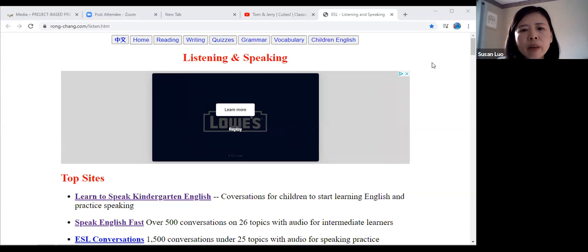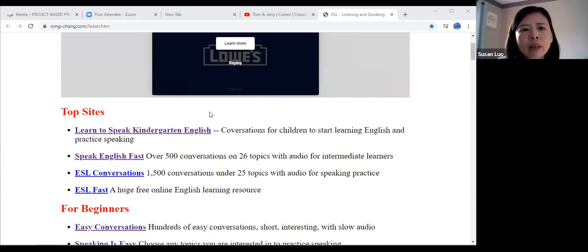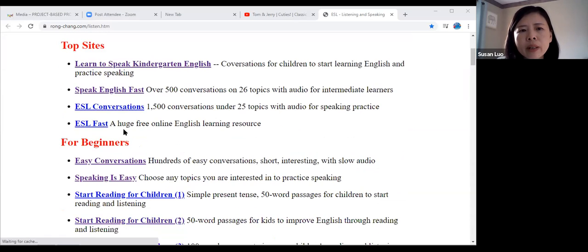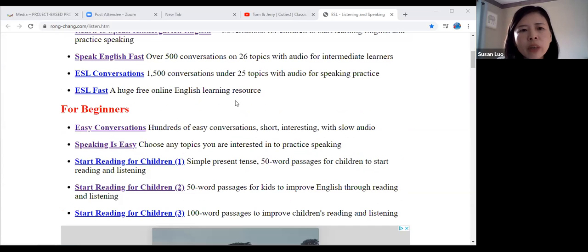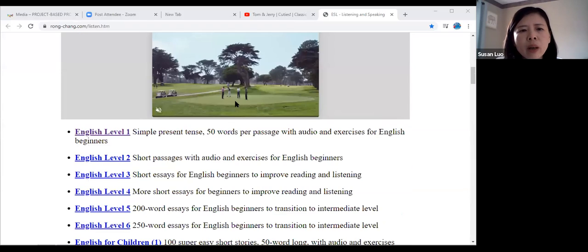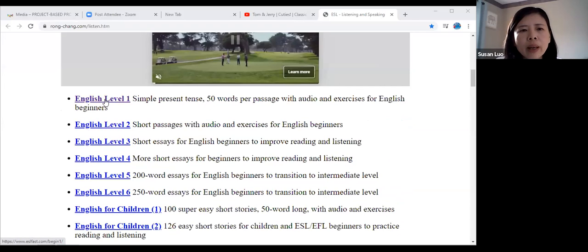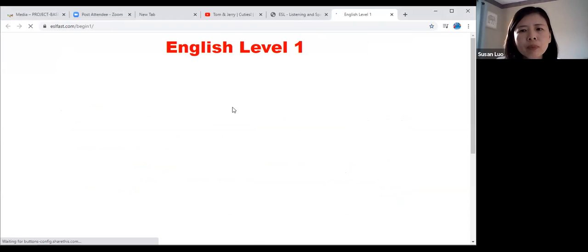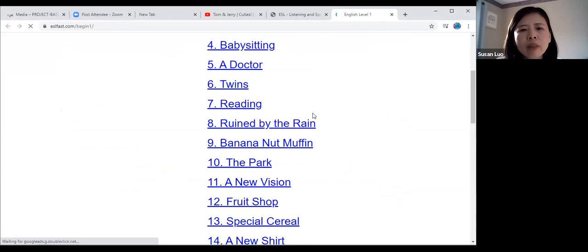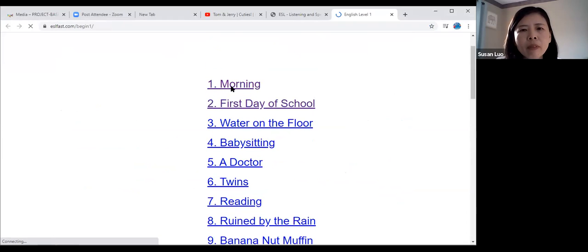You see the categories. They have English for kindergarten. They have ESL conversations. They have huge free online resources. Sometimes I think when we have too many sources, maybe we don't know which one to use, but with this one, you click anything. I tried this before. They have the stories for speaking.